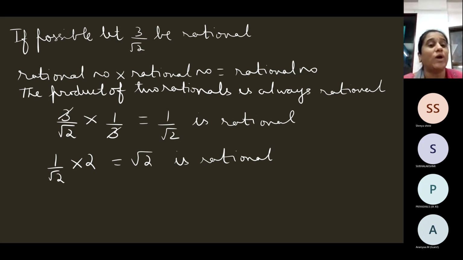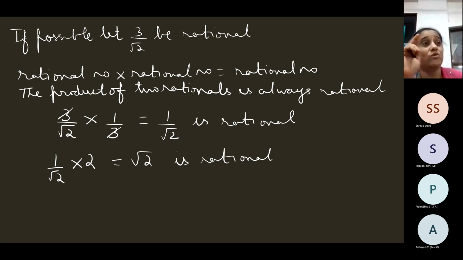You understand that? To eliminate 3, we multiply by 1 by 3 and we get 1 by root 2, which is rational by the property: the product of two rationals is rational. So 1 by root 2 is rational. Now 1 by root 2 is not a theorem form. Root 2 is in the denominator. You need to get root 2 in the numerator. So what to do? Multiply by 2.